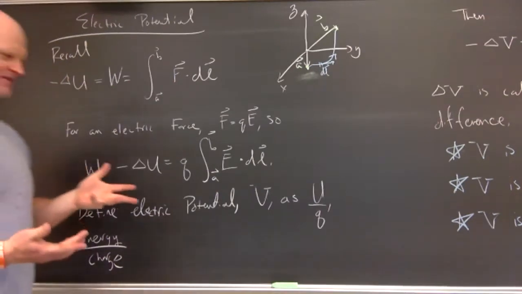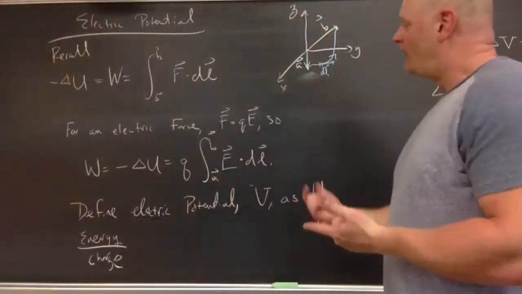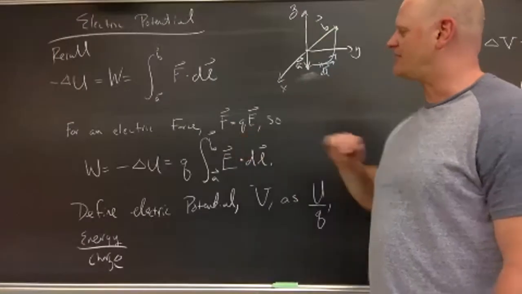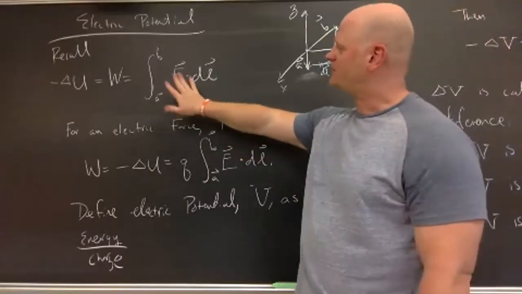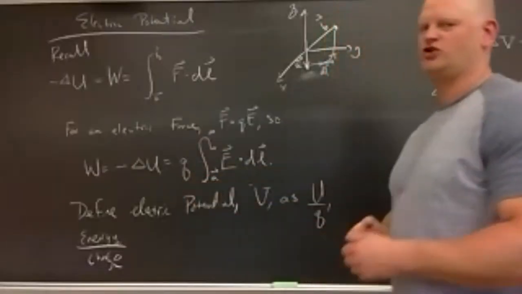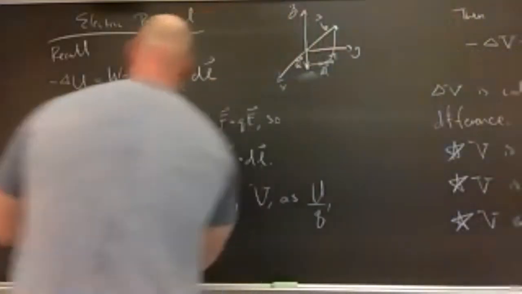Now, what would happen if this force, which is doing the work, happened to be the electric force? Well, in this case, we know that the electric force is going to be the charge times the electric field, which means we're simply going to replace this force with the charge times the electric field, so that Q is going to come out. So now it's just the integral over the electric field instead of the electric force.